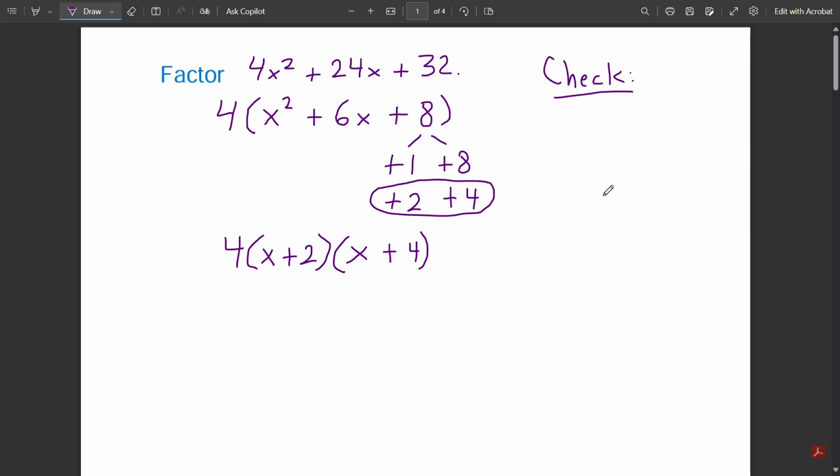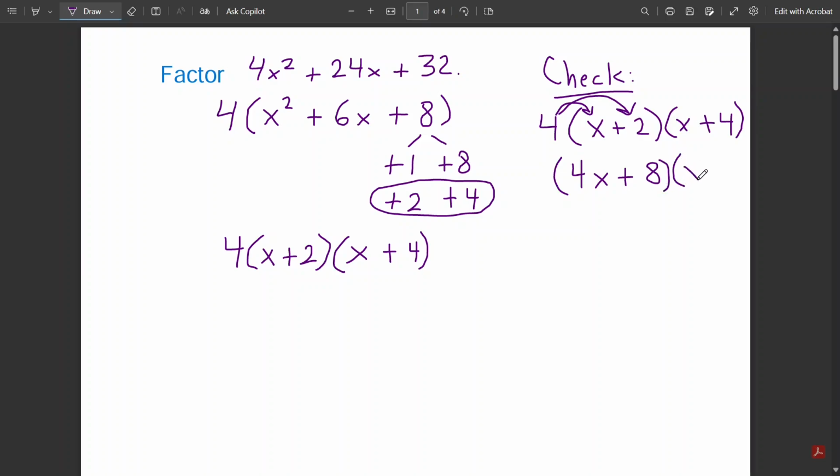Okay, so I'm going to take 4 times x plus 2 times x plus 4, and I'm going to see if I can multiply that back so that I get the 4x squared plus 24x plus 32. So first I'm going to do 4 times x. That's going to give me 4x. Then I'm going to do 4 times 2, which is going to give me the 8 here, so 4x plus 8. We're multiplying still times x plus 4.